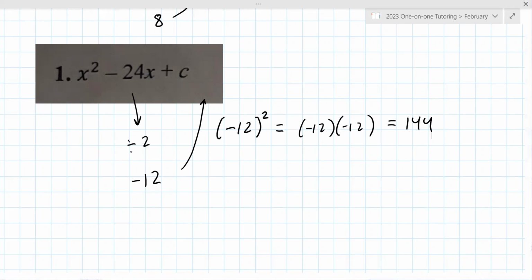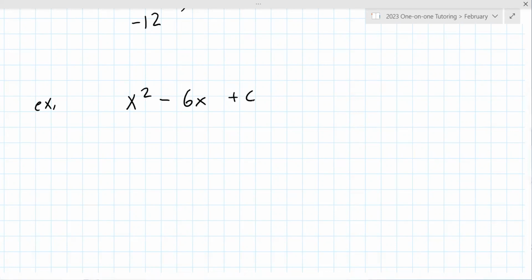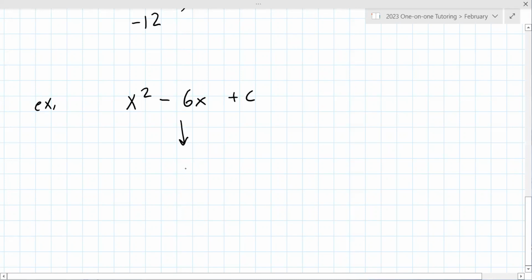Okay, so let me give you another example like this. Let's say it's x squared minus 6x plus C. You're going to take half of negative 6, which is negative 3. And then you're going to square it. Negative 3 squared is positive 9.